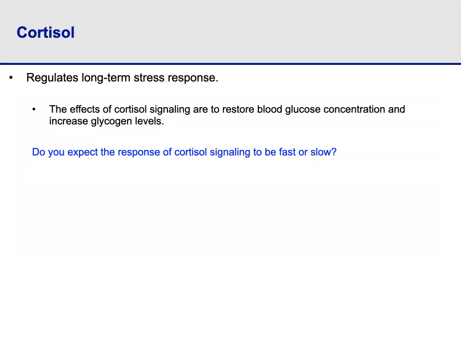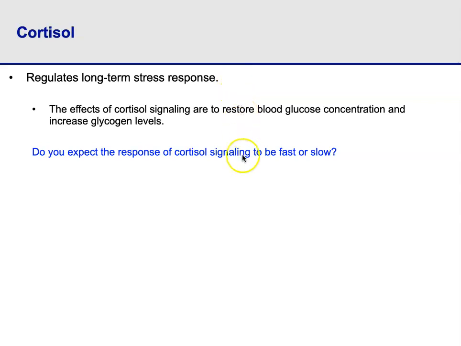And at the end, I also just want to briefly mention the role of cortisol, and mainly to make one point that this is a long-term stress hormone that has a long-term effect. Its primary role is to restore blood glucose concentration and to increase glycogen levels. I'm asking you here, do you expect the response of cortisol signaling to be fast or slow? Well, you already hear that this is a long-term stress response.